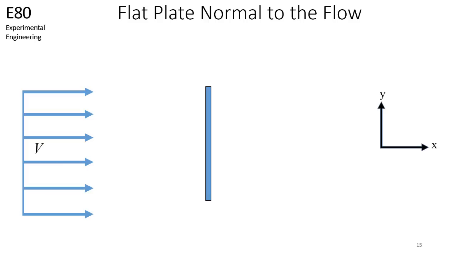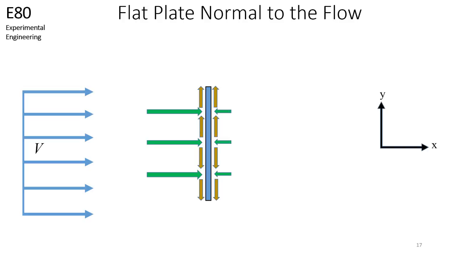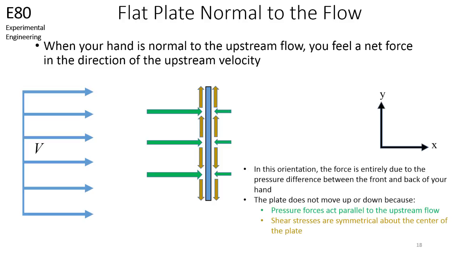Here's a view of the plate that is normal to the flow. Surface shear stresses act in the directions shown here. In this orientation, the pressure forces on the front of the plate are now higher than the pressure forces on the other side of the plate. In this orientation, the force is entirely due to the pressure difference between the front and back of your hand. You don't feel your hand move up or down because pressure forces act parallel to the upstream flow. Furthermore, shear stresses are symmetrical about the center of the plate.